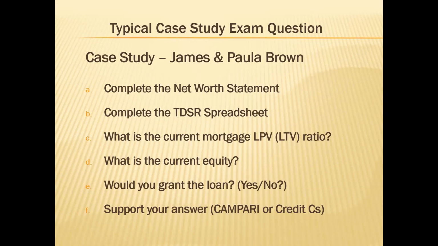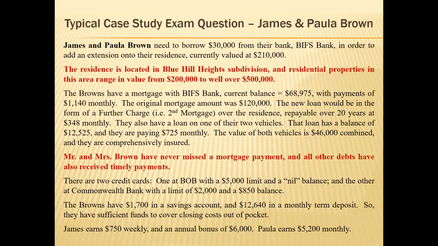Those are some items that were inserted in there, further to what is in homework number 3, in order to help us complete all these questions. So that is the write-up for James and Paula Brown. They need to borrow $30,000 from the bank. The residence is located in Blue Hill Heights. The range of properties is 200 to 500,000. We have what the current balances are.